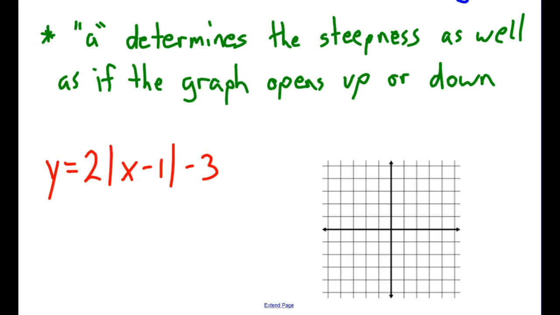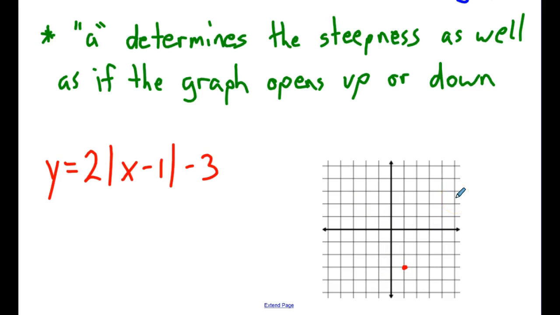For an example, suppose we want to graph the function y equals 2 times the absolute value of x minus 1, and then minus 3. First, we need to determine where the vertex of the graph is going to be. So we use the ordered pair (1, -3). Go over 1, down 3. This is going to be the vertex of our graph. We look at the value of a. It's positive, so we know our graph is going to open up.